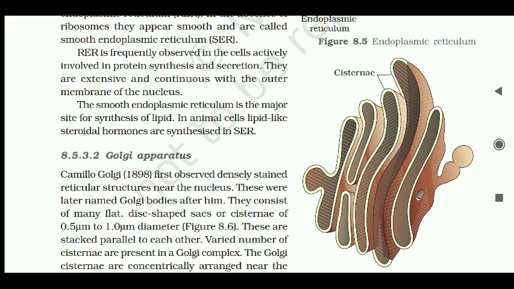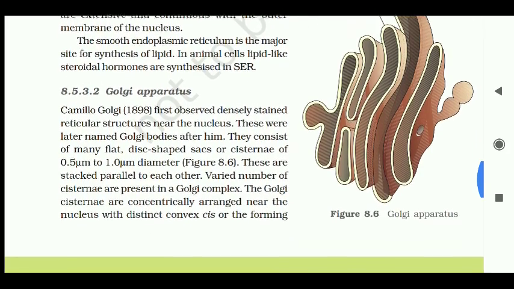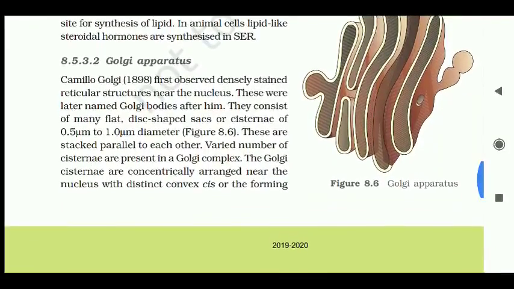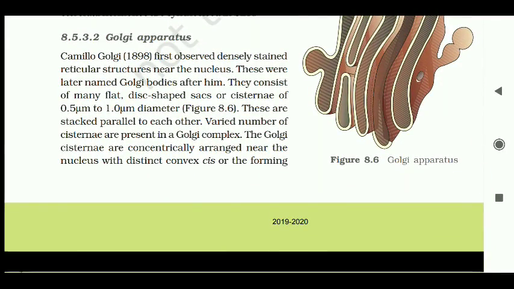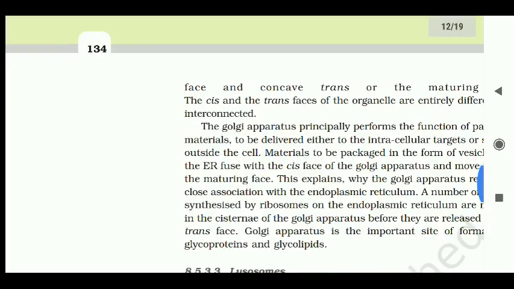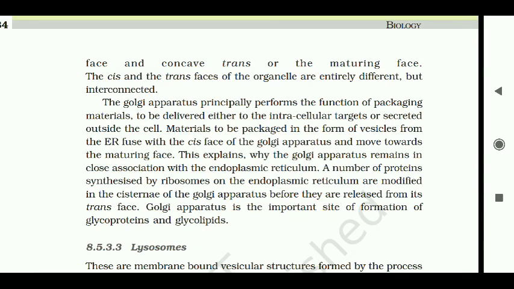8.5.3.2 Golgi apparatus. Camillo Golgi, in 1898, first observed densely stained reticular structures near the nucleus. These were later named Golgi bodies after him. They consist of many flat, disc-shaped sacs or cisternae of 0.5 micrometer to 1.0 micrometer diameter. These are stacked parallel to each other. Varied numbers of cisternae are present in the Golgi complex. The Golgi cisternae are concentrically arranged near the nucleus with distinct convex cis or the forming face and concave trans or the maturing face. The cis and trans faces of the organelle are entirely different but interconnected.